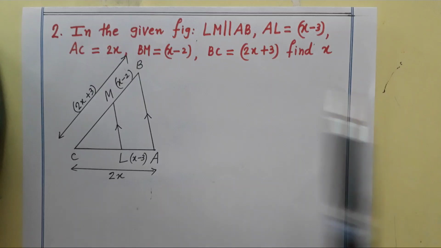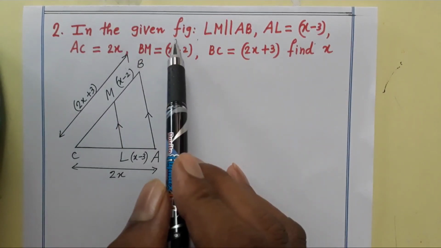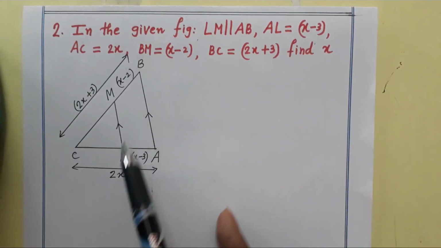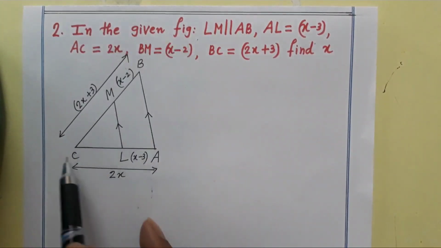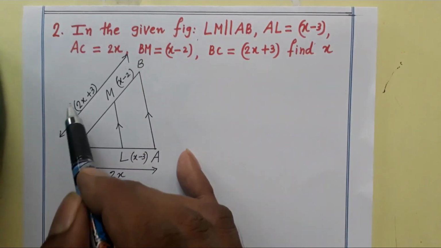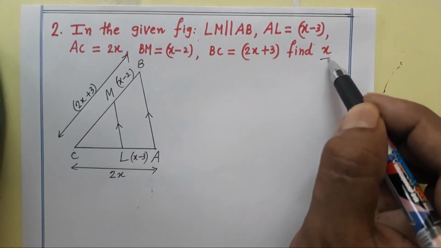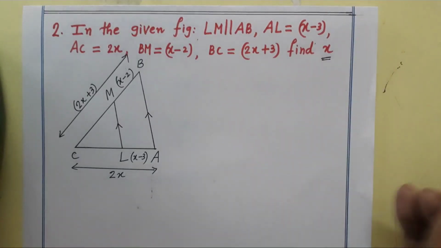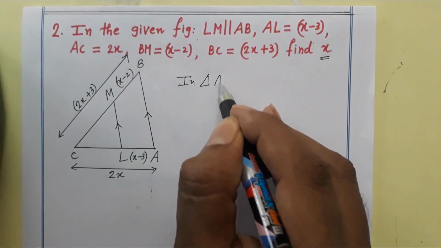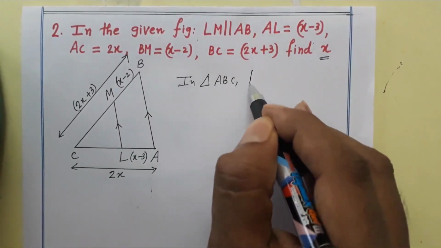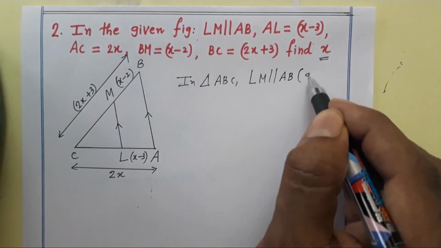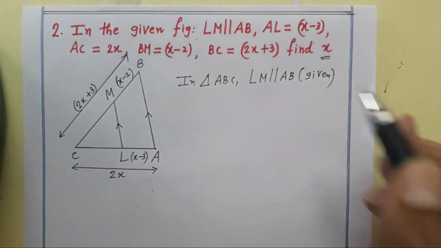Coming to second rider, children. In the given figure, LM is parallel to AB, AL is X minus 3, AC is 2X, BM is X minus 2, BC is 2X plus 3. They are asking to find X value. Again you see here, in triangle ABC, LM is parallel to AB, that is given.